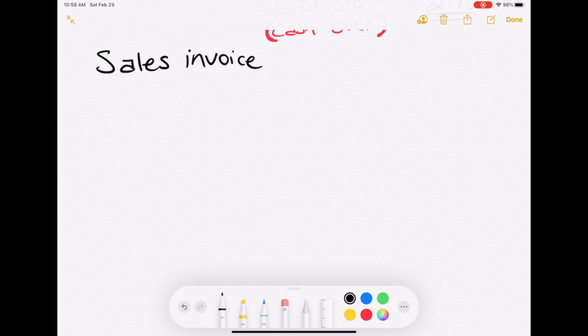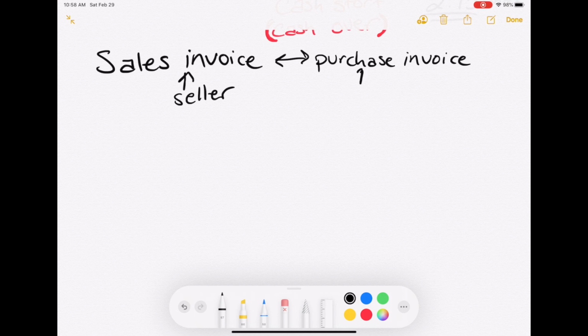So a sales invoice lists the goods sold and delivered to the buyer. The buyer has something called a purchase invoice. So this is the seller. This is the buyer. On the sales invoice, the unit price is multiplied by the quantity to find the price extension, so the total price all together.